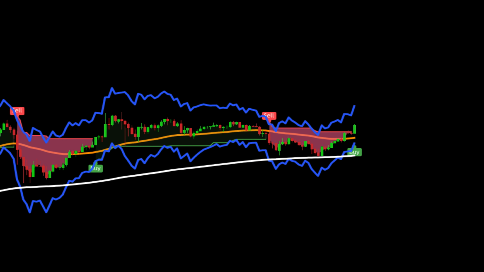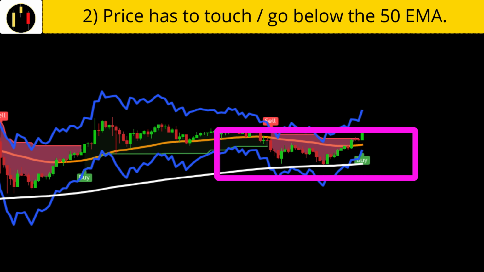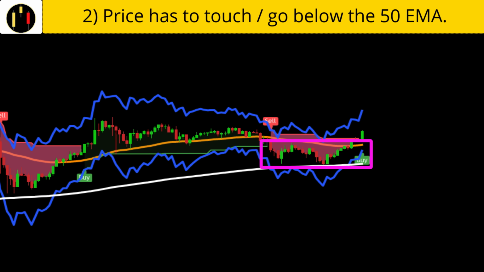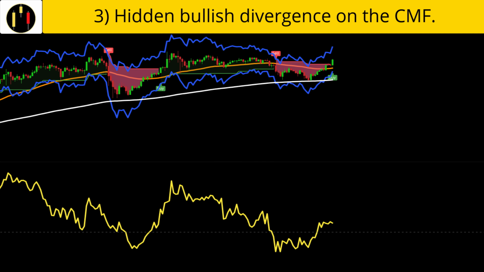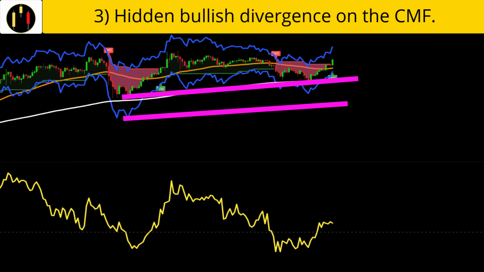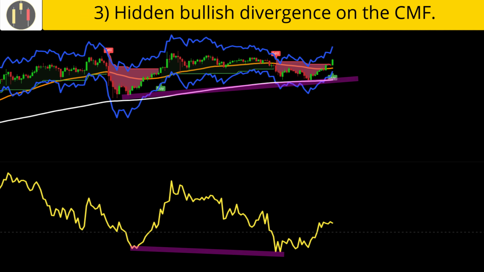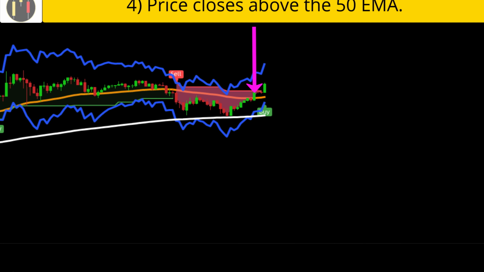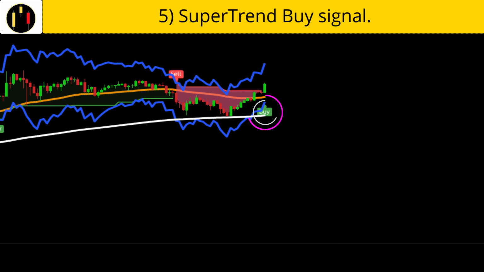The rules to enter a long on Kill the Sheep are: first, price must be above the 200 EMA. Second, price has to touch or go below the 50 EMA in orange. Third, the pullback into the 50 EMA must cause hidden bullish divergence on the Chaikin money flow, so we can see a higher low on price and a lower low on the CMF. Fourth, price must close above the 50 EMA. And fifth, there must be a SuperTrend buy signal.